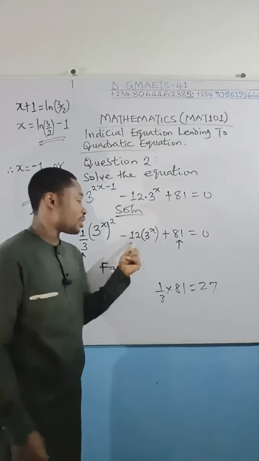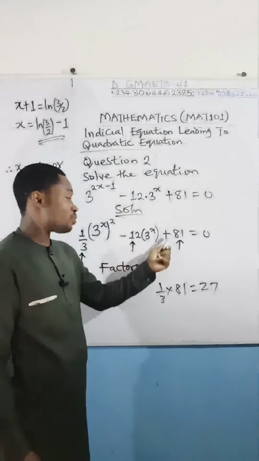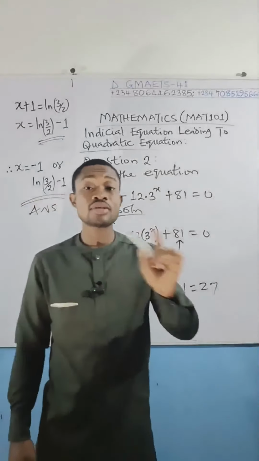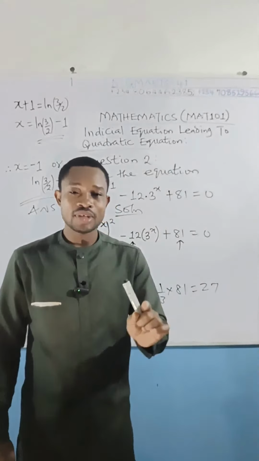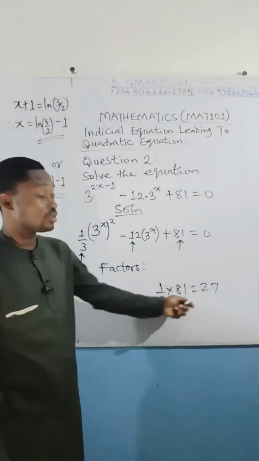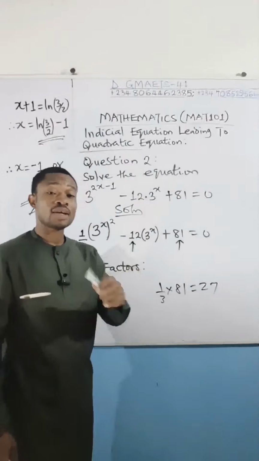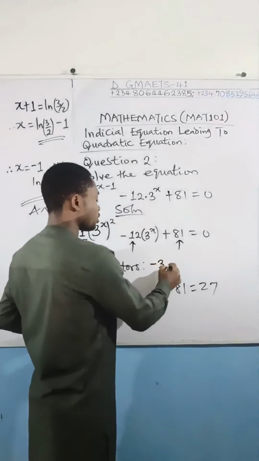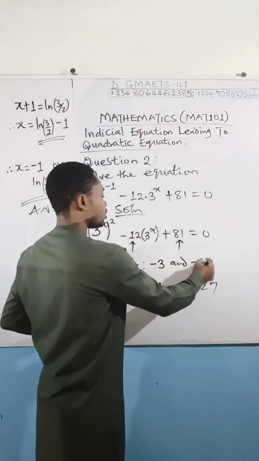But what are the signs of this 9 and 3? Because of this minus 12, right? And this is plus 27. The 9 and 3 is going to be minus 9 minus 3. Am I communicating? Now, minus 9 minus 3, if you multiply them, you get plus 27. And then minus 9 plus minus 3, if you add, you get minus 12. So the factors that can solve this problem are minus 3 and minus 9.